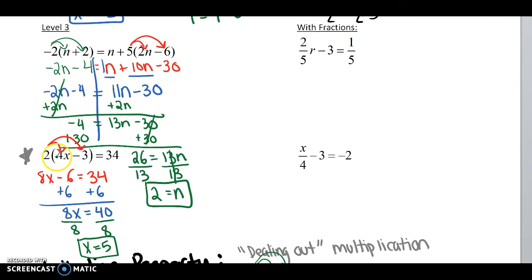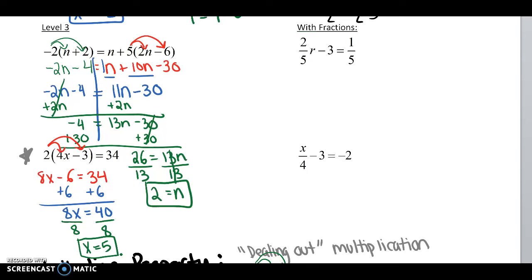So I have 2 times the group of 4x minus 3, which means 2 is being multiplied by everything in the group. So 2 times 4x is 8x, 2 times negative 3 is negative 6, 34 stays the same because that 2 is not being multiplied by it. Now this becomes a one variable equation that we just get the variables on one side, numbers on the other. So I'm going to move this 6 over to the number side. So minus 6 and plus 6 cancel each other out. Whatever I do to one side, I do the other. You get 40. So I have 8x equals 40. 8 times x, you undo that, divided by 8. Divided by 8, you get x equals 5.